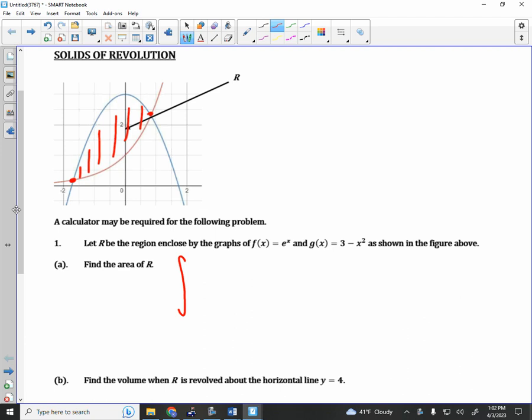Good. What I'd like to do is change that just slightly, with your permission. I'd like to put g of x as this curve right here, and f of x as the e to the x curve. So I'm going to write it as g of x minus f of x. If you actually put the expressions in there, that is 100% fine. But when we find area, we simply do top minus bottom, dx.